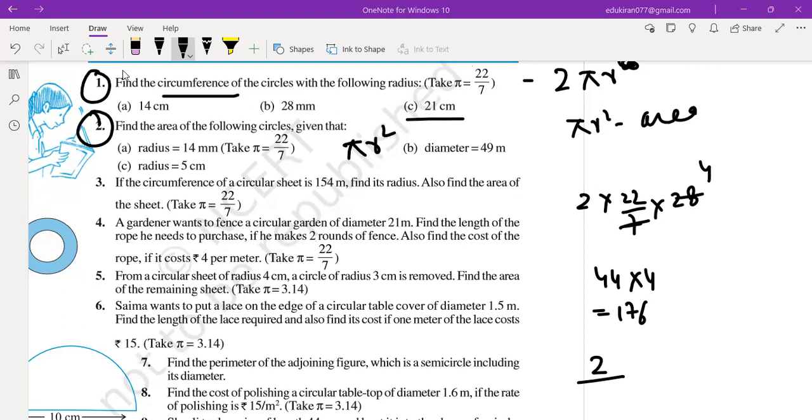Ma'am, I don't get the B1. I'm done with the rest of them. From here, you will first find the radius, right? Yes, ma'am, I did. 49 by 2. Then I got 24.5. So 24.5 into 24.5 into 22 by 7, right? Can't we cancel 24.5 with 7? We can cancel it.